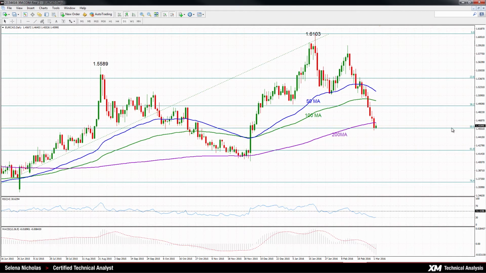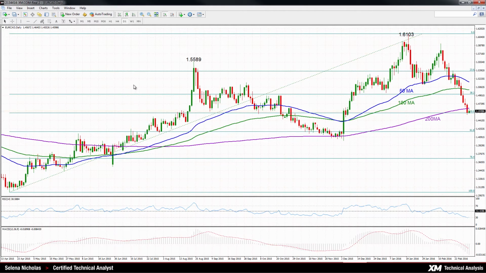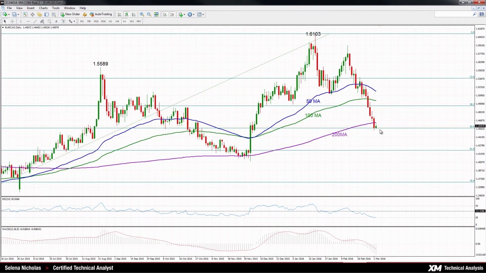There is currently support at a key Fibonacci level, the 50%, and this was of the up leg from the low of 1.3021, that was back in April, to the high of 1.6103 in January. So if we look at this Fibonacci level, it's currently acting as support. A break below this would bring into sight the next Fibonacci, 61.8. This level is 1.4197.